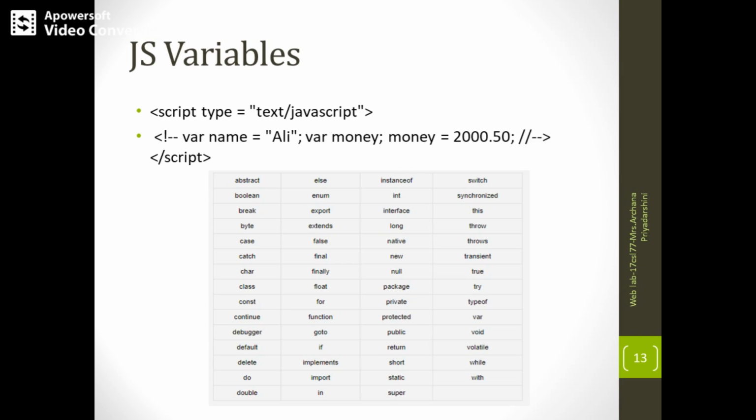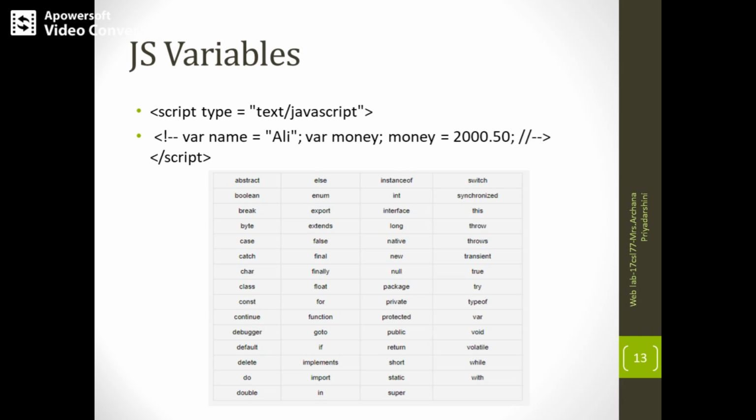But whatever variables are declared, it should be within the script tag. So as you know, to define any JavaScript code, we use the script tag followed by the type of the script. So it can be text/CSS, or it can be text/JavaScript. So whenever you're using JavaScript code, you have to mention the type to be text/JavaScript. This tells the interpreter to interpret the lines within the script tag.